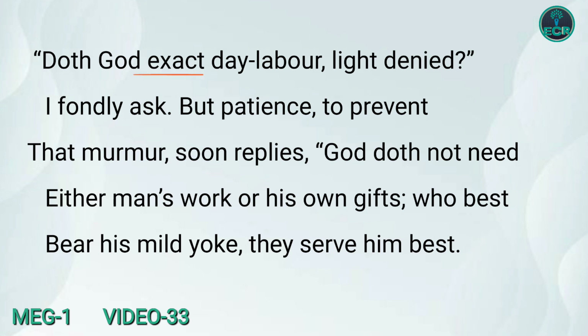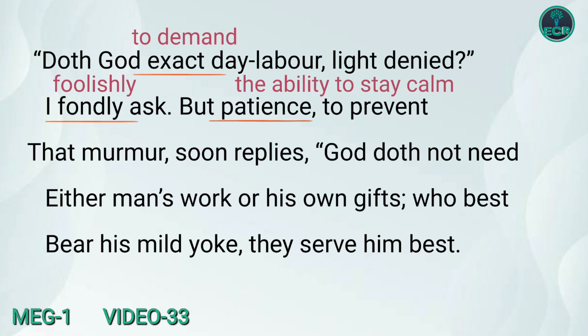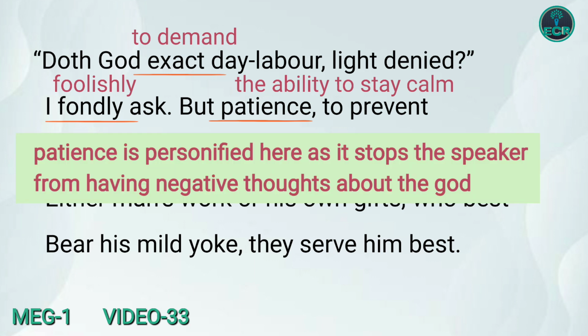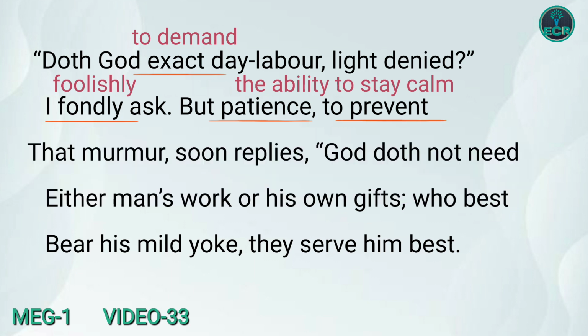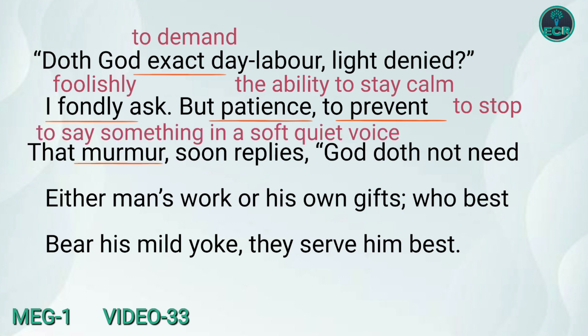Here, the word exact means to demand. Fondly means foolishly. Patience means the ability to stay calm and accept a delay or something annoying without complaining. Patience is personified here as it stops the speaker from having negative thoughts about God. Prevent means to stop. Murmur means to say something in a soft, quiet voice that is difficult to hear or understand. Now, that murmur suggests the question that the speaker raises quietly about God.